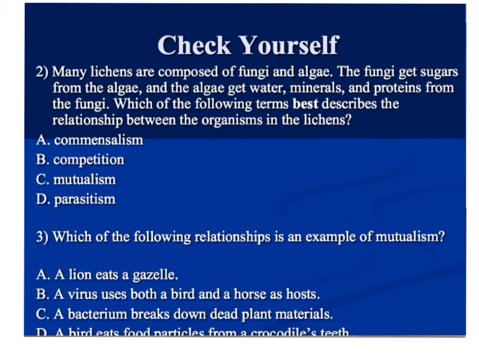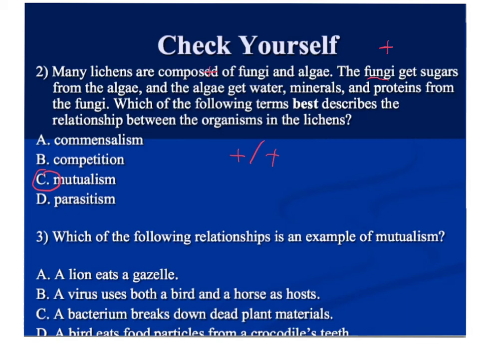Because I'm a math type person, I like to use the plus and minuses. So I would start by looking at the fungi. In the case of the fungi, they're getting sugar from the algae. So for me, I see that as a good thing. In the case of the algae, they're getting minerals, water, and proteins. So again, if you're getting stuff that's good for you, I see that as a good thing. And the plus plus model was mutualism, so you'd say the answer is C.